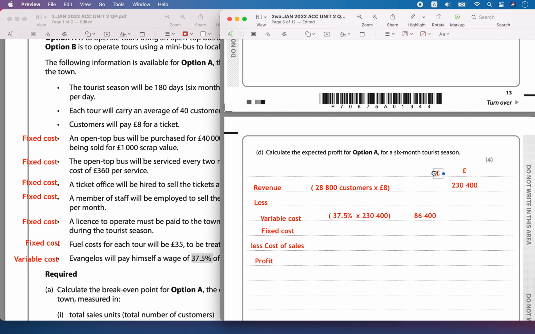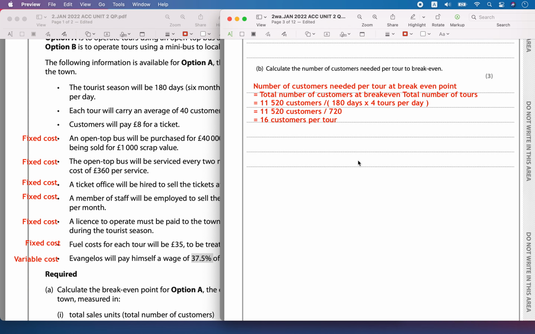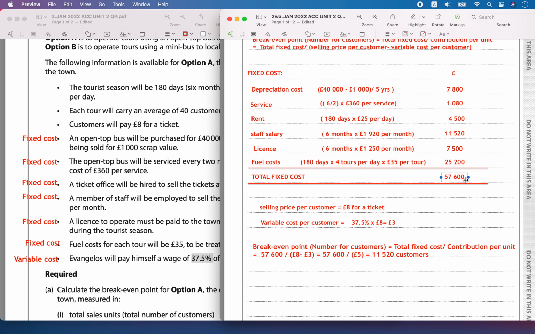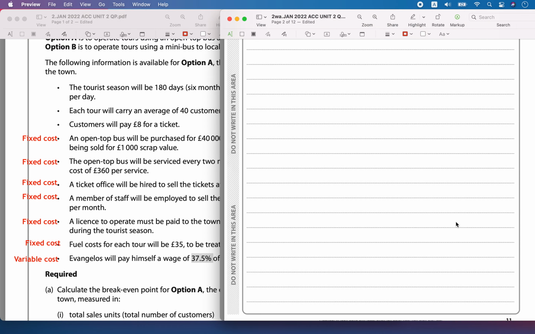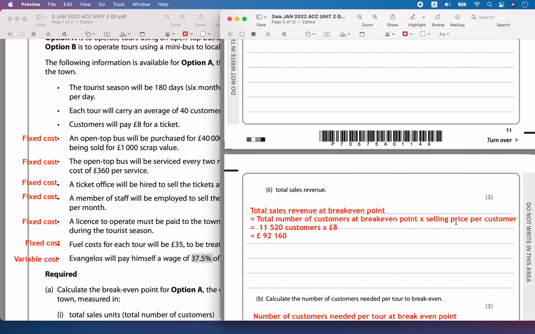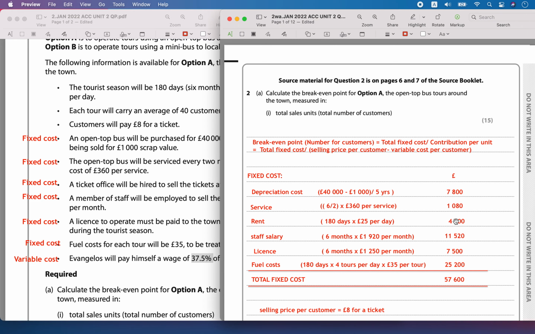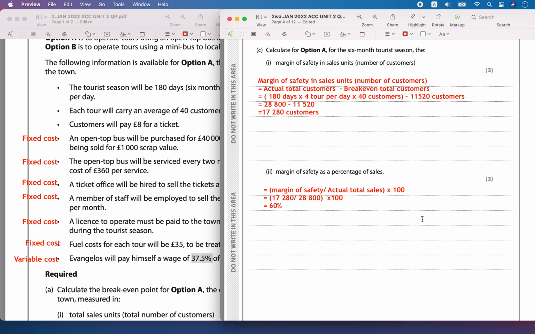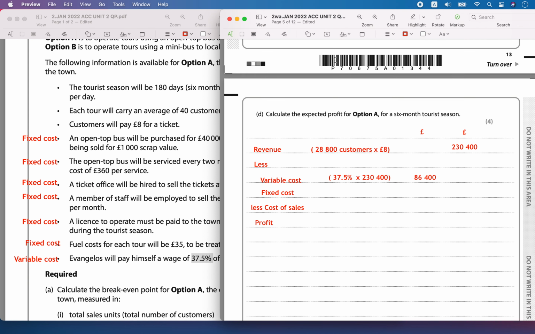And then we have the fixed cost. We calculated the total fixed cost in the first part. So the total fixed cost was 57,600. Let's write it here: the total fixed cost was 57,600.